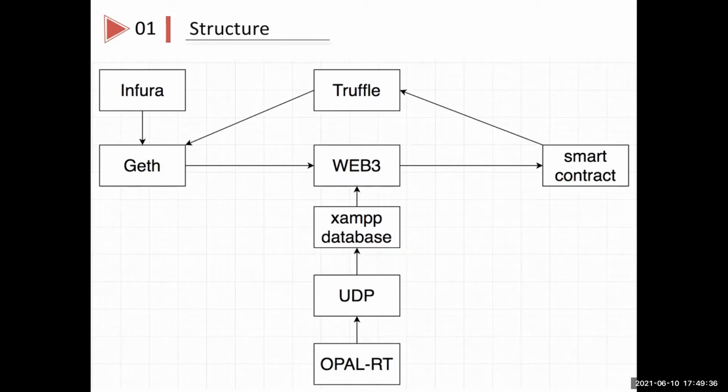At the bottom is the OpenRT, which is a real-time simulation machine to simulate the peer-to-peer energy trading. We set up our own UDP, User Datagram Protocol, to transfer the data from the peer-to-peer energy trading to our own database. And then we pump this data from our database to Web3, which means to our own blockchain technology. So this is how the blockchain combines with the peer-to-peer energy trading.